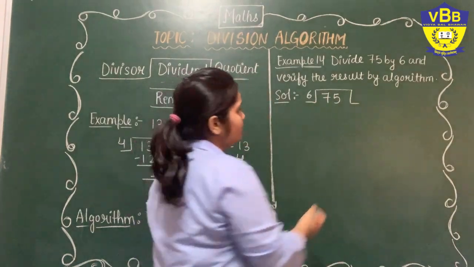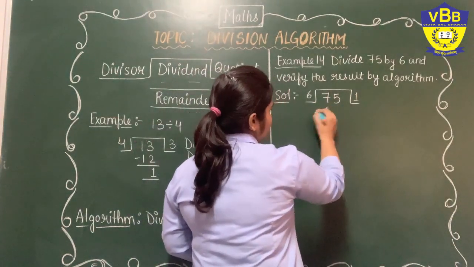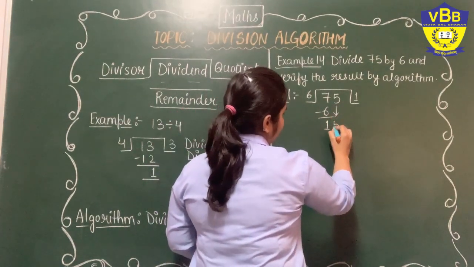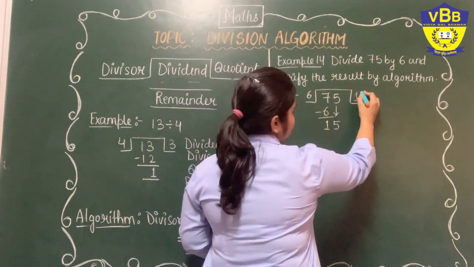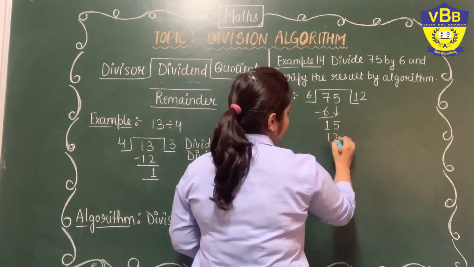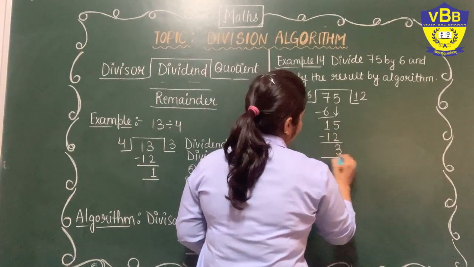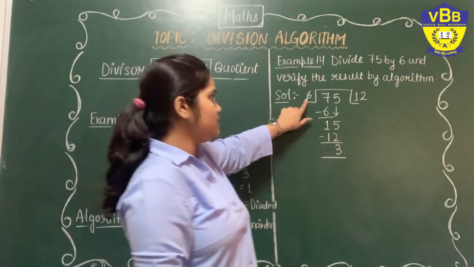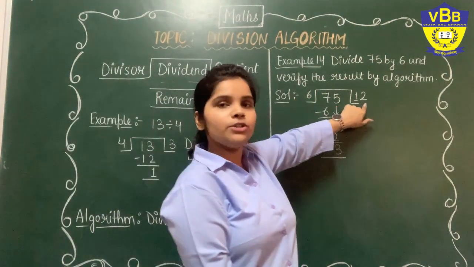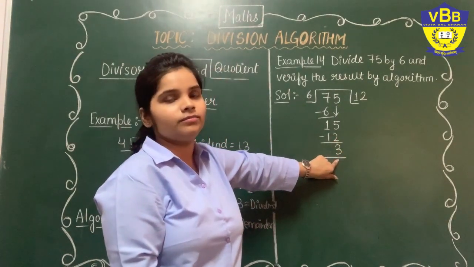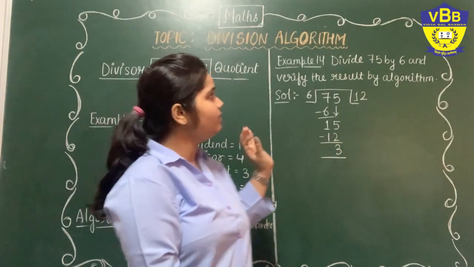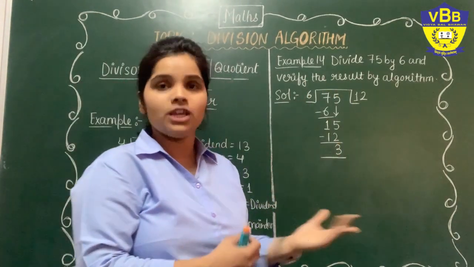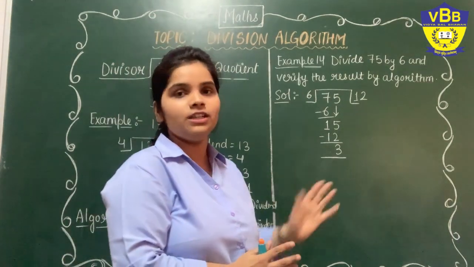You know how to divide the number? We will divide it first. 6 ones are 6. Write down the next digit downwards, 5. 6 2s are 12. 5 minus 2, we are left with 3. 3 is the remainder. So 6 is the divisor, 12 is the quotient, and 3 is the remainder. This is what we have done. We have done the division of 75 and 6. Now we need to check our answer.